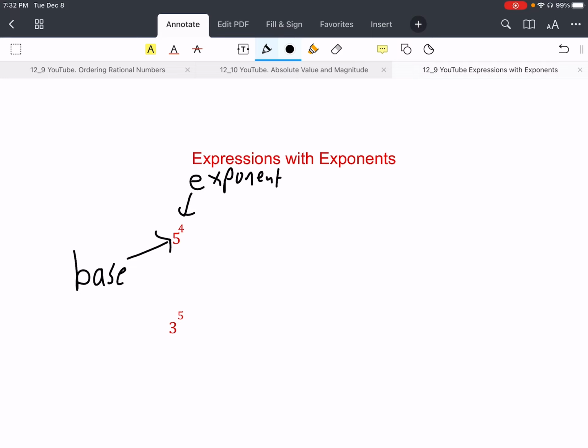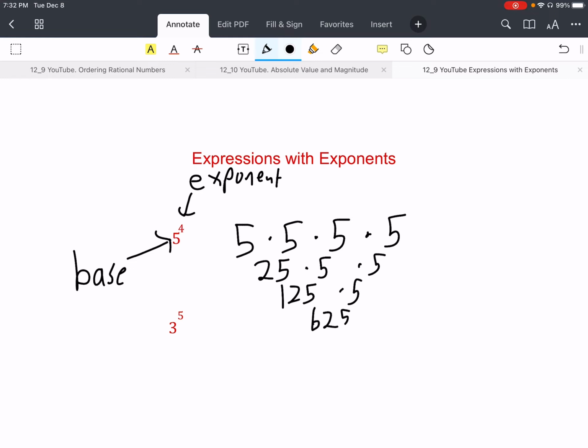And when we see an expression like 5 to the 4th power, that means we are multiplying the base 5 times itself 4 times because the exponent is 4. So we have 5 times 5 times 5 times 5. And if we multiplied that out, if we went one step at a time, that would be 25 times 5 times 5, 125 times 5, and we get a total of 625. So exponents make numbers grow pretty rapidly.